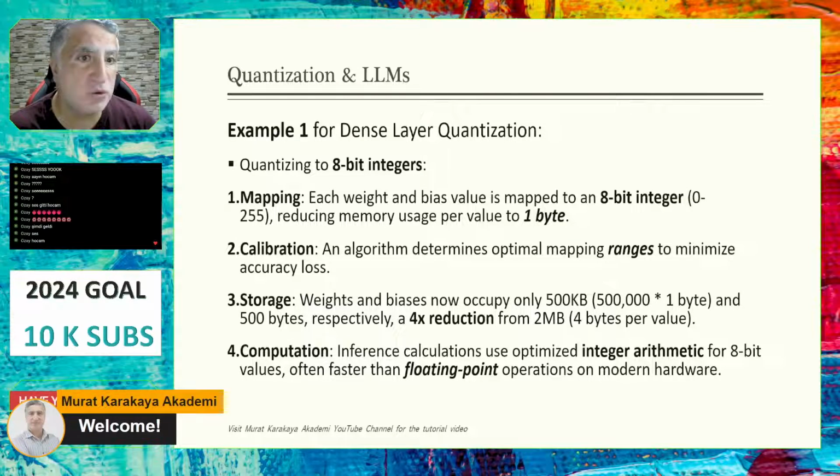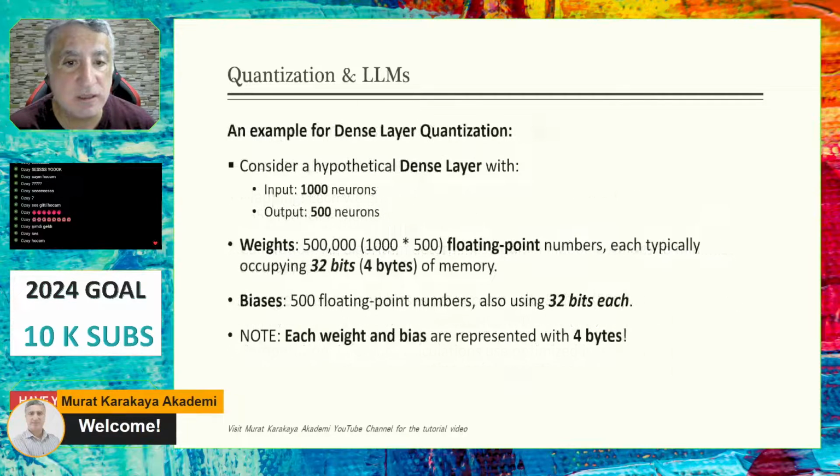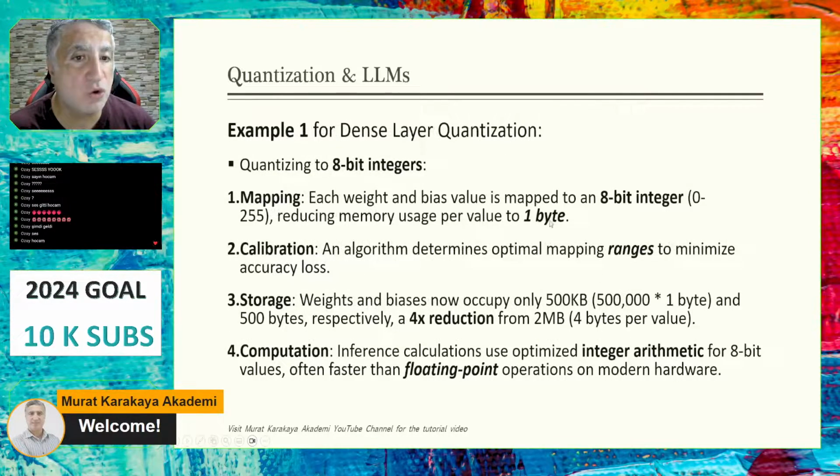If 8-bit, you know that 8-bit is just 1 byte. Remember that in training we use 4 bytes for each weight and bias. Now we are using only 1 byte. Of course, we are losing a little bit of accuracy. We will discuss this later. So after we apply the calibration, we just arrange the ranges and the data.